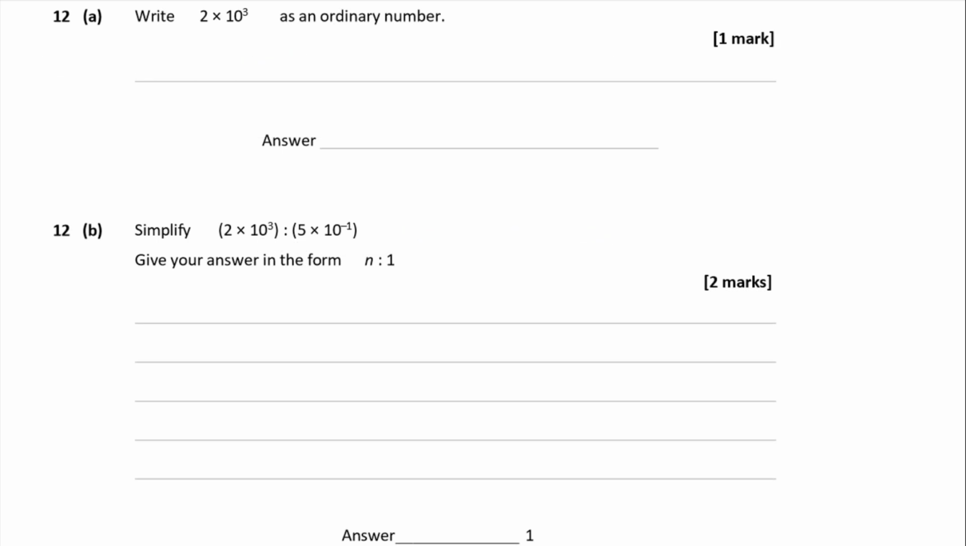12a, right? 2 times 10 to the 3 is an ordinary number. 2 ways you can do this. You can just think about the magnitude of that number. 10 to the 3 is 1,000. So this is going to be a number in the thousands. So it's going to be 2,000s.